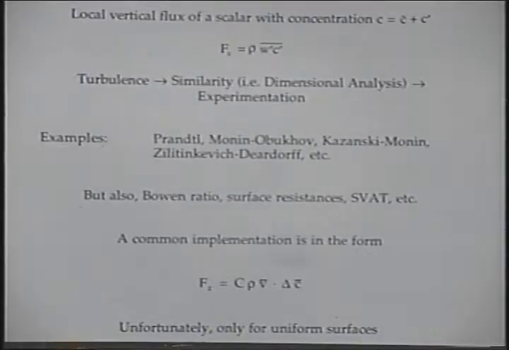But even other methods to determine turbulent fluxes, which are not normally associated with similarity, like the Bowen ratio, the surface resistance parameters, which are so popular, and more recently, the various SVAT models, soil, vegetation, atmospheric transport models, are all also grounded, in fact, on similarity.